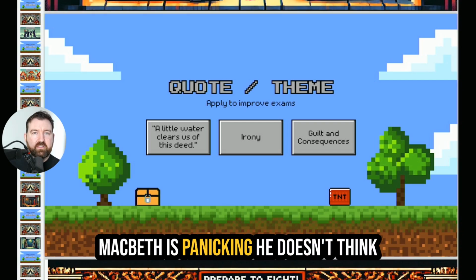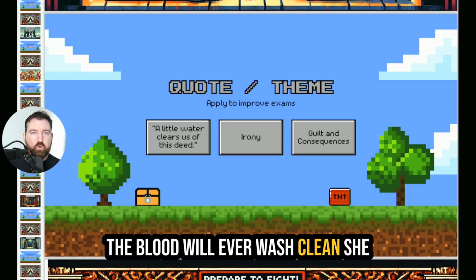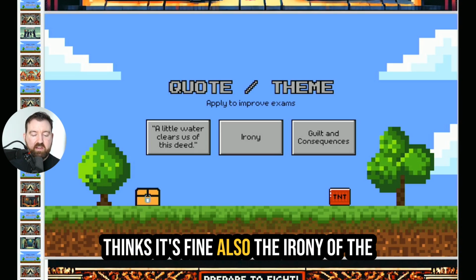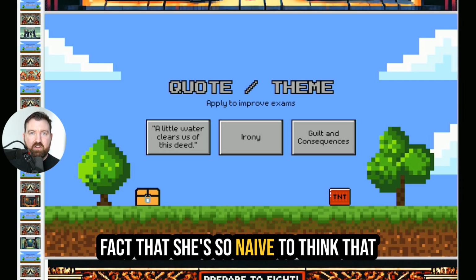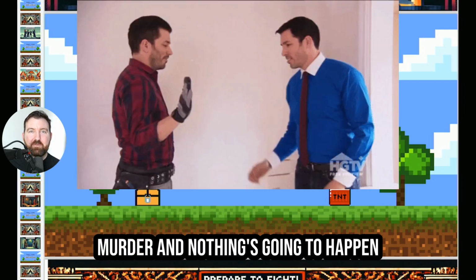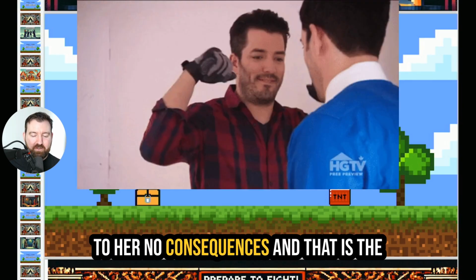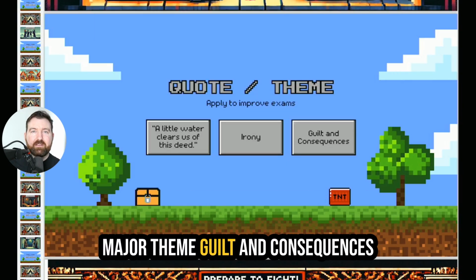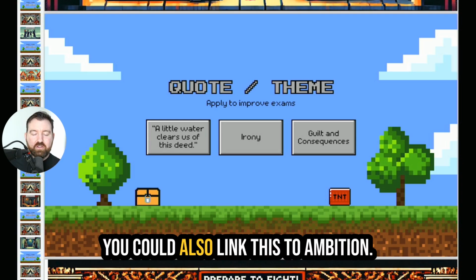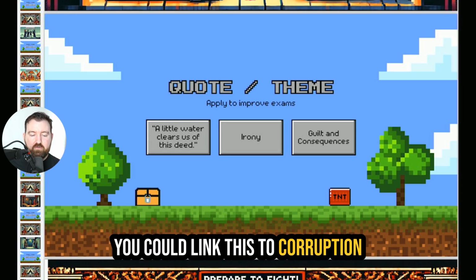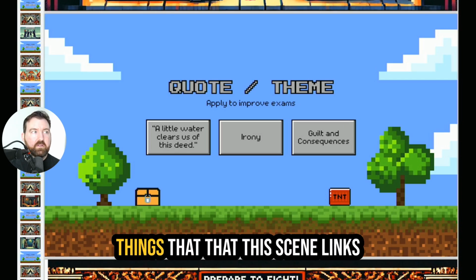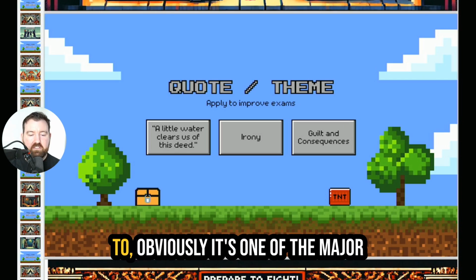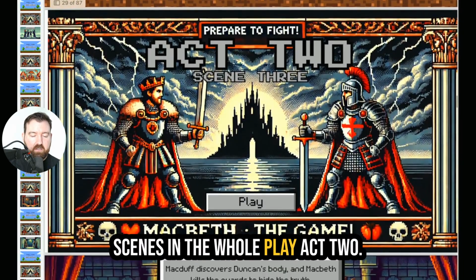First of all, Macbeth is panicking. He doesn't think the blood will ever wash clean. She thinks it's fine. Also the irony of the fact that she's so naive to think that she's gonna just get away with this murder and nothing's gonna happen to her, no consequences. And that is the major theme, guilt and consequences. You could also link this to ambition, you could link this to corruption. There's a lot of really important things that this scene links to. Obviously it's one of the major scenes in the whole play.